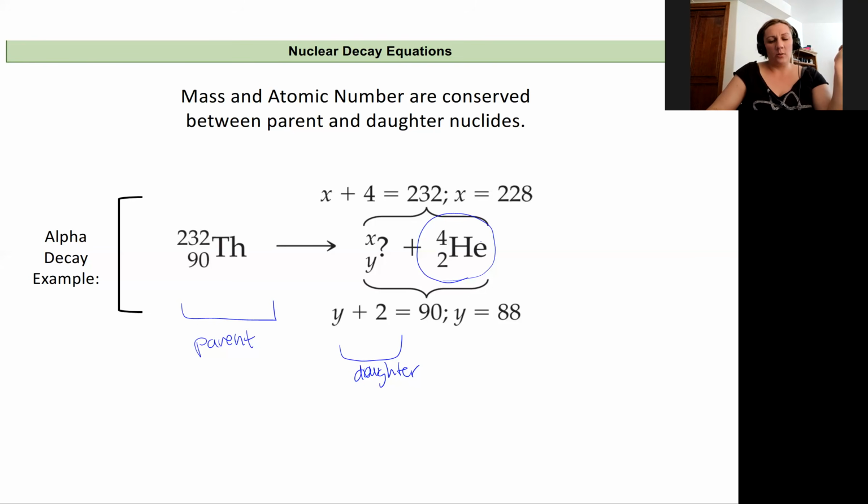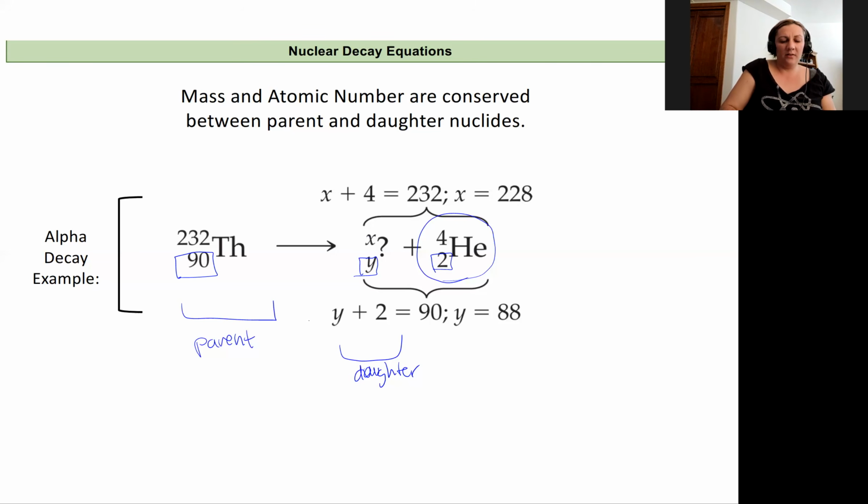I think it's thorium. I'm sorry if I'm misremembering my chemical symbols. If we know it undergoes alpha decay, we know two pieces of this equation already. We know what we start with, and we know one of our products. So to figure out what our daughter nuclide is, we know that we have to have this 90 equal whatever the atomic number of that isotope is plus 2.